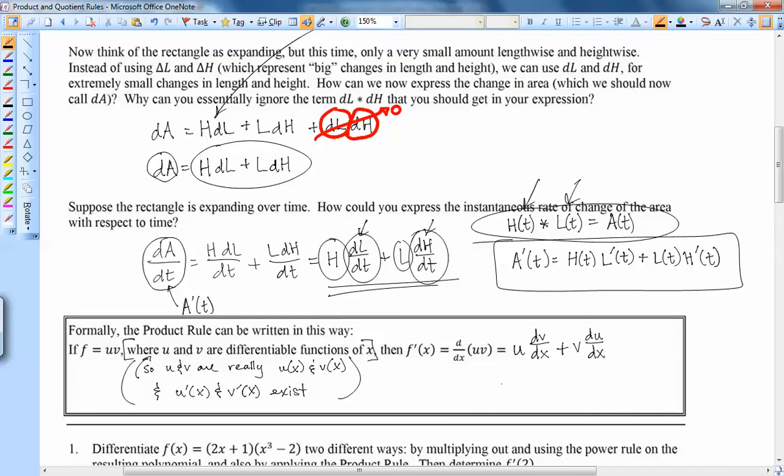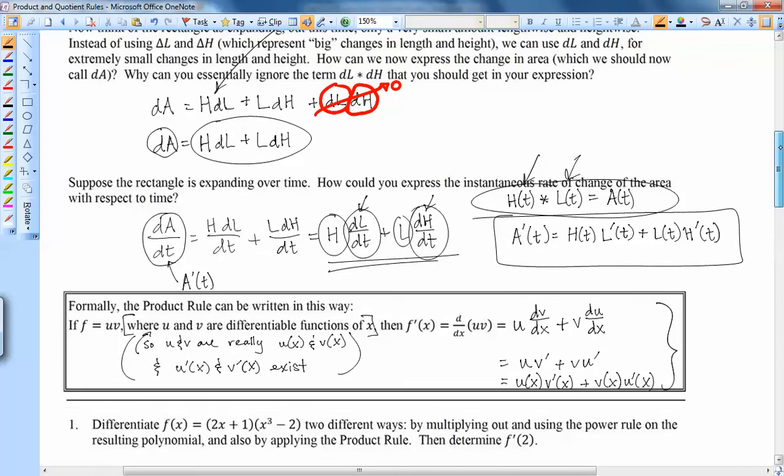And a lot of textbooks, you'll also see it written this way. This is the same thing as u v prime plus v u prime. And sometimes you even see it written with all the x's there, because really these are all functions of x, so it's like u of x, v prime of x, plus v of x, u prime x, like that. So all three of these say exactly the same thing, and they're all called the product rule.